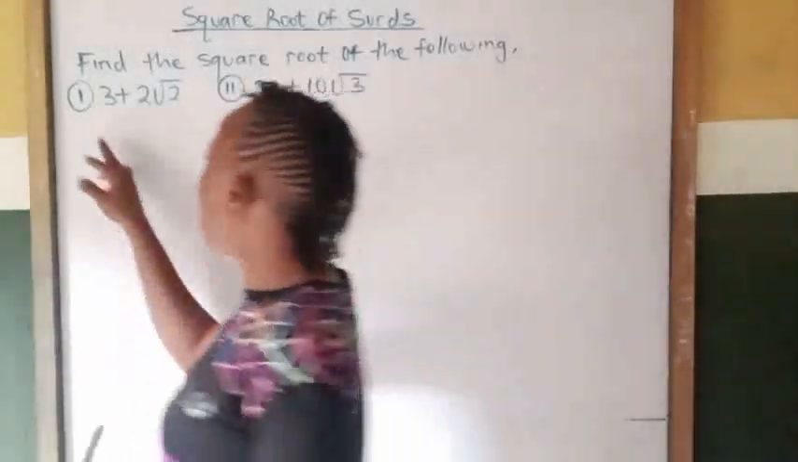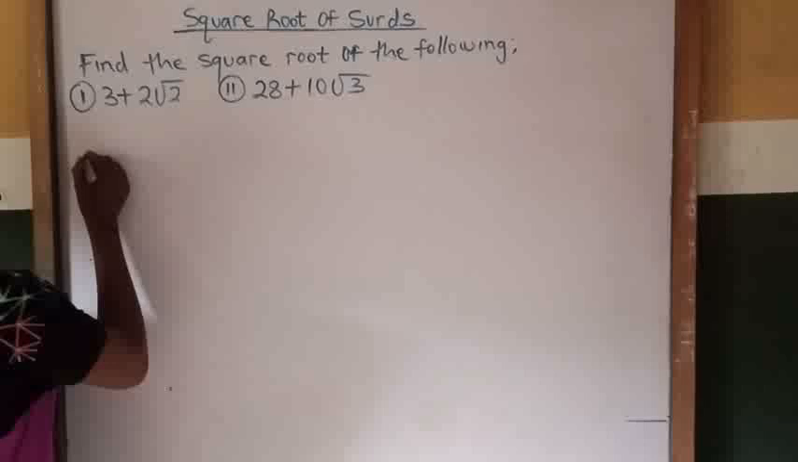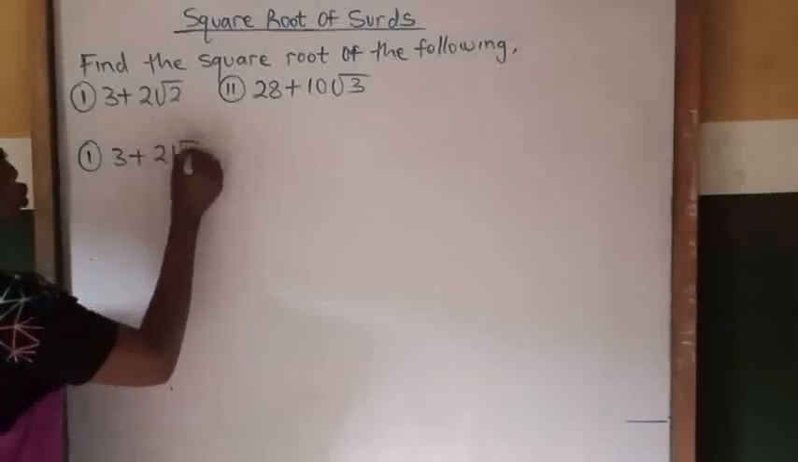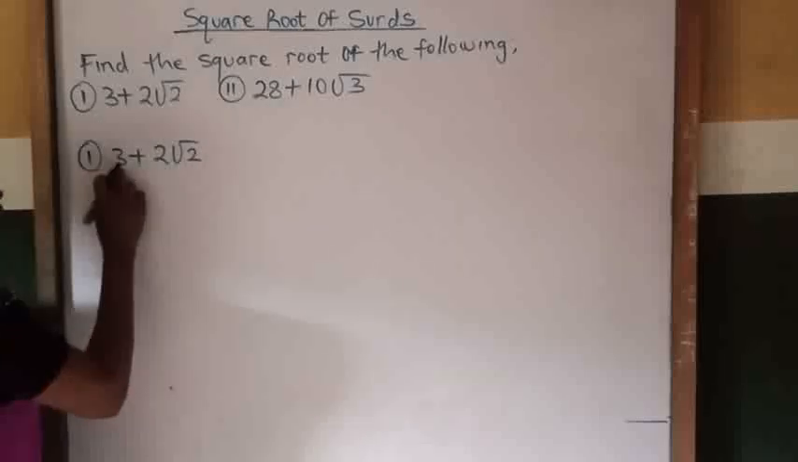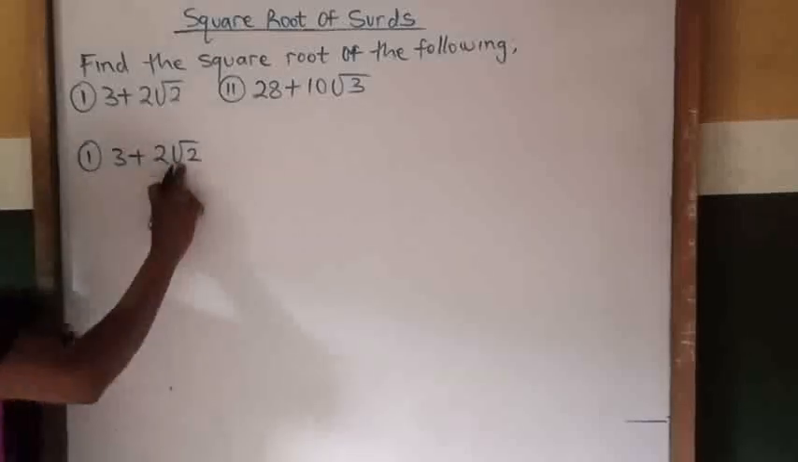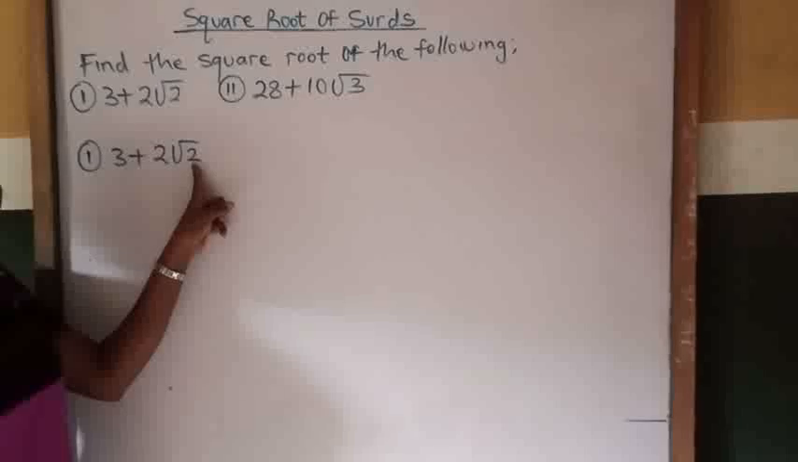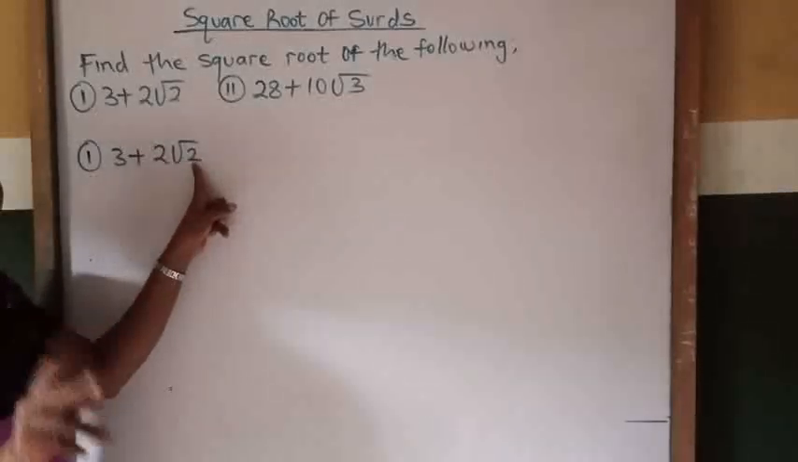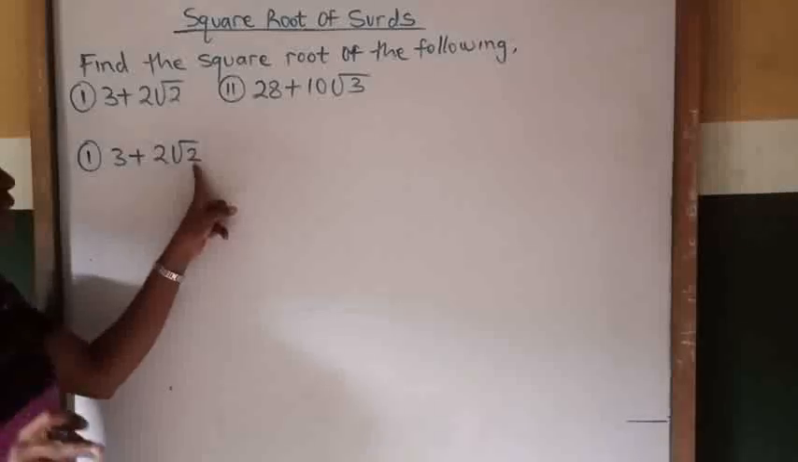So let's start with question 1. Question number 1. So we have 3 plus 2 root 2. So to calculate the square root of 3 plus 2 root 2, because root 2 is not a perfect square, if you find the square root of 2, it is going to give you decimal number. Then your answer must not be in decimal form.